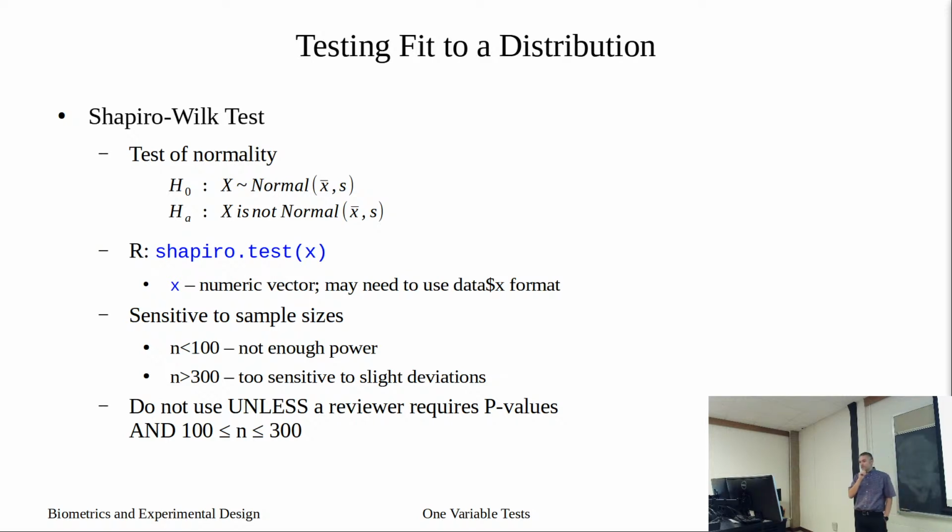We access it with the Shapiro.test function. This is a built-in function in R. For this function, we give it a numeric vector. That vector might be in your data frame, so you may have to use the data$variable name format to pass that to Shapiro.test.